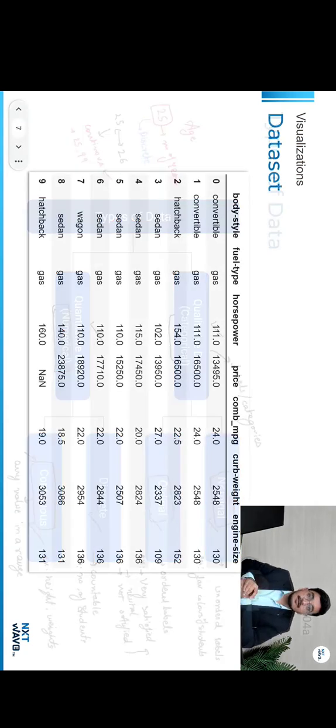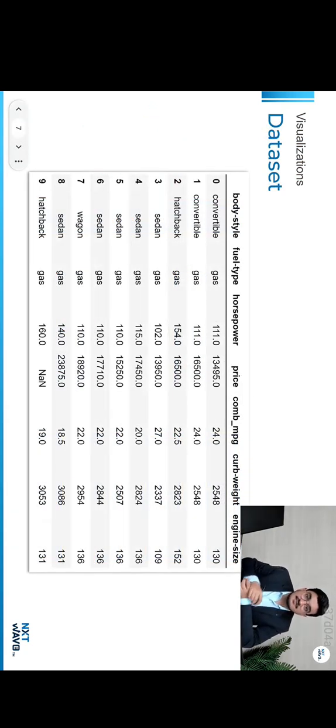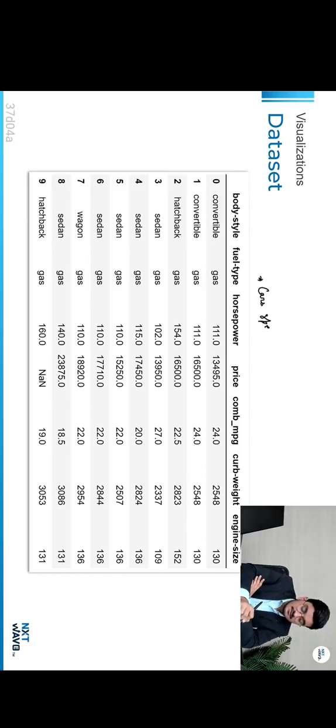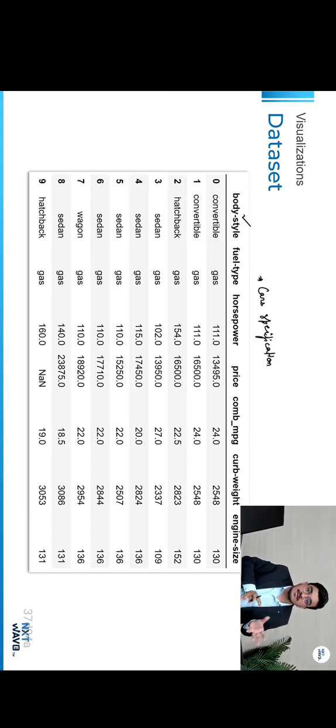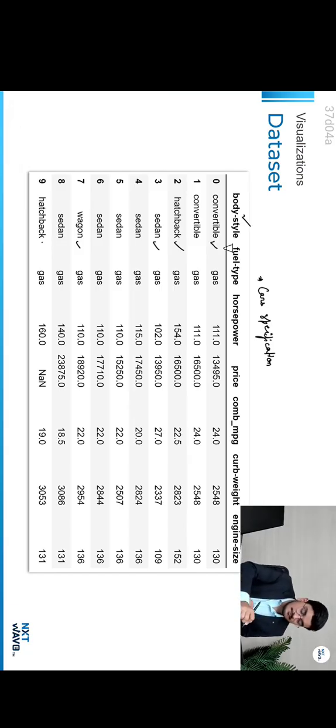Now let's understand this data set. This data set shows us the specifications of different cars. So for every car, we have all these specifications listed in a data set. We have body style, which tells us which type of body the car has. It could be convertible, hatchback, sedan, wagon, etc. All these are different categories of body style, right?